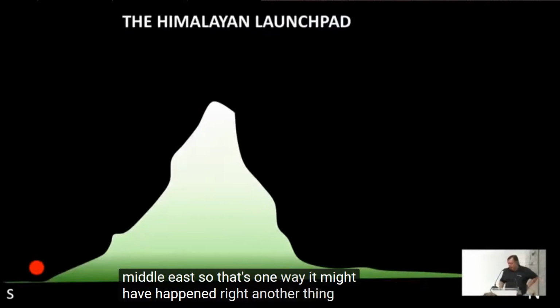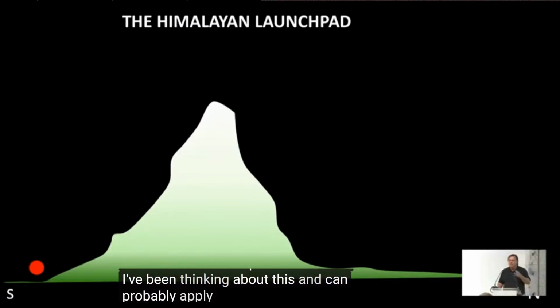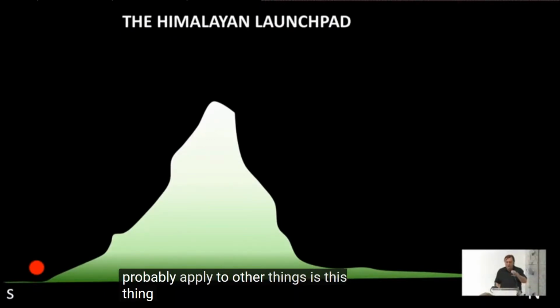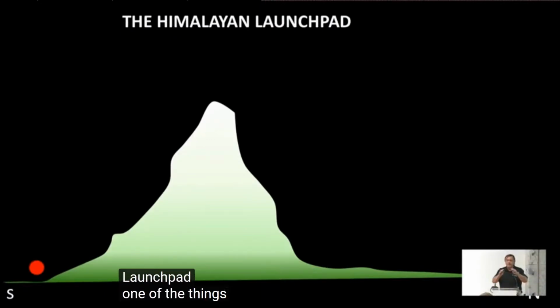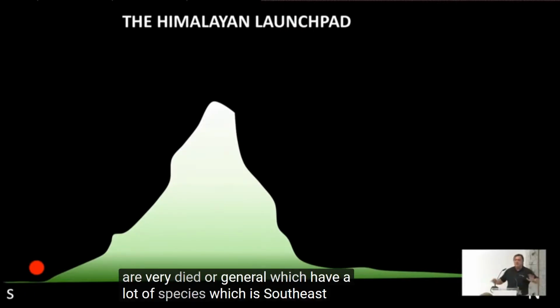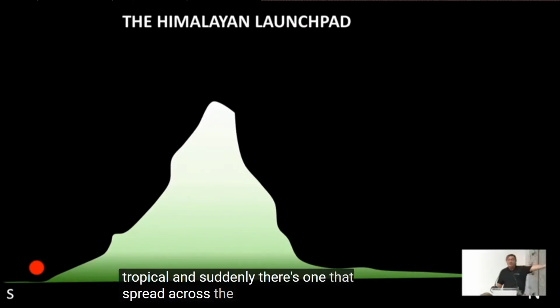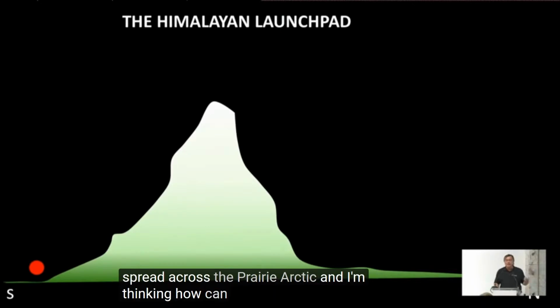Right. Another thing that I wrote about with respect to birds, but I've been thinking about this and can probably apply to other things, is this thing that I call the Himalayan Launchpad. One of the things that I found, particularly with bird distribution, is that there are genera which have a lot of species, which is Southeast Asian, tropical. And suddenly there's one that's spread across the Palearctic. And I'm thinking, how can this work?